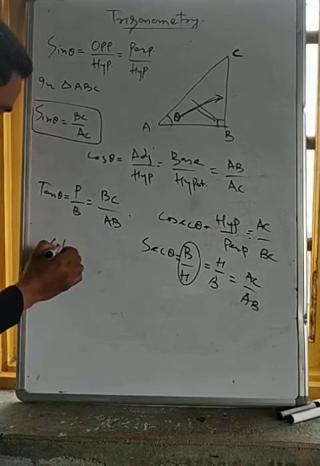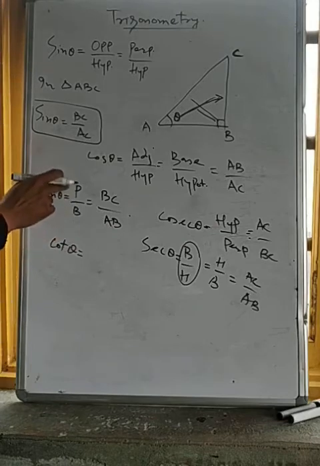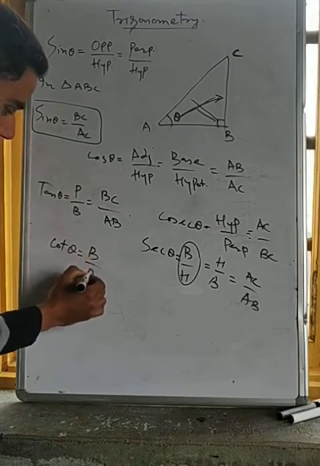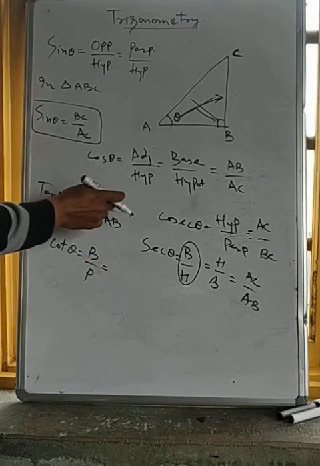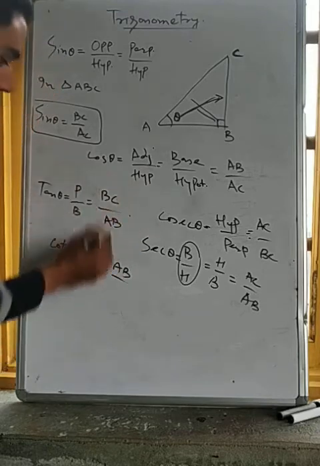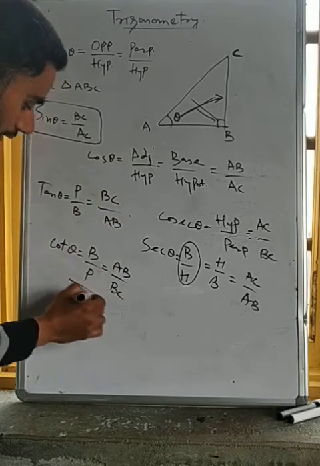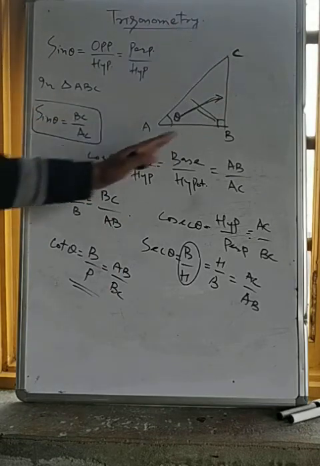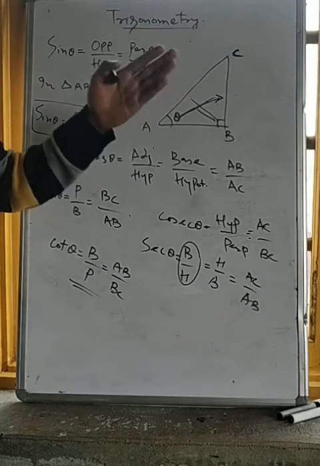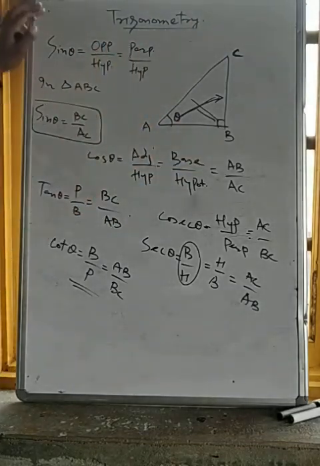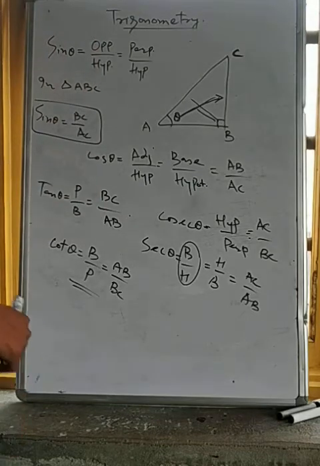The opposite of tan theta is cot theta. Tan theta is equal to perpendicular divided by base, so cot theta must be equal to base divided by perpendicular, and it is AB divided by BC. These are the 6 trigonometric ratios which help us to find the ratios between these 3 sides, or we can say that we are able to find the relationship between these 3 sides depending upon these trigonometric ratios.